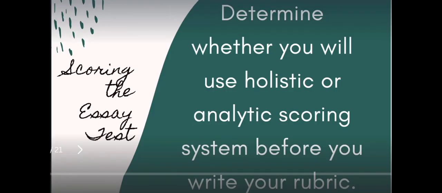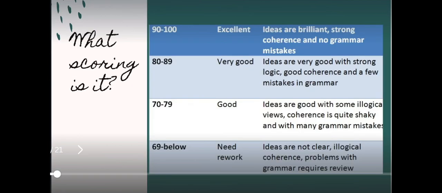So certainly it's important to determine whether you will use a holistic or analytic scoring system before you write your rubric. So this is your first consideration. Again, you have to determine what scoring system you'll be using. Is it holistic or analytic? To understand the difference of the two, let's try to have these examples.